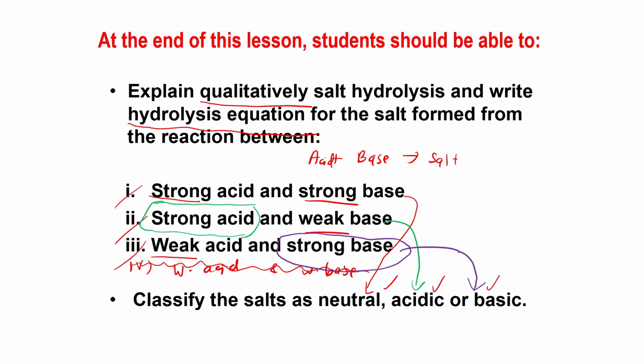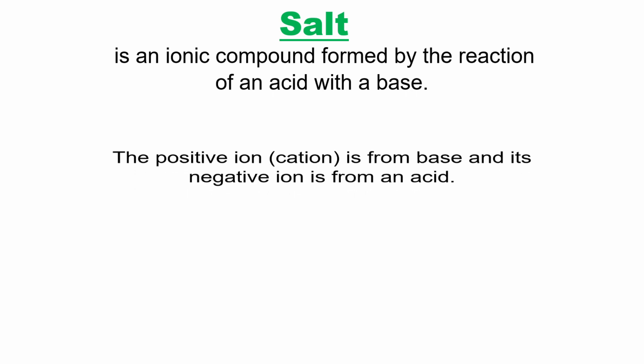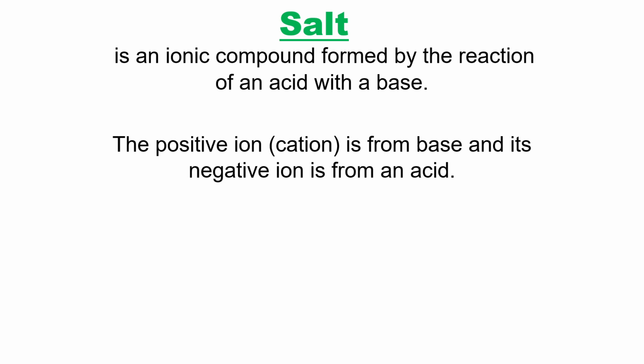Okay, tapi kita bukan nak just tulis identify macam tu, so kita perlu tulis hydrolysis equation. Okay, kita perlu prove salt tu acidic ataupun basic based on hydrolysis equation. Okay, salt we have cation and anion, so that's why we call it ionic compound. So formed by the reaction between acid and base. Okay, so cation comes from base.